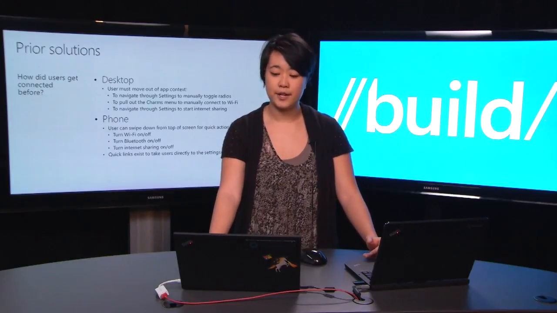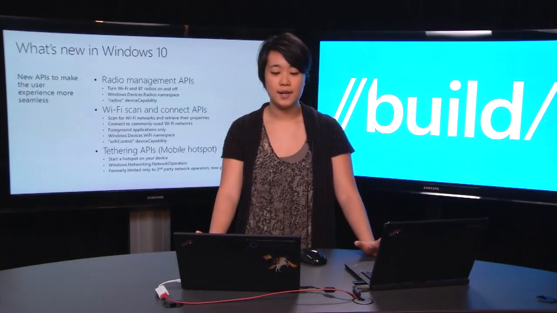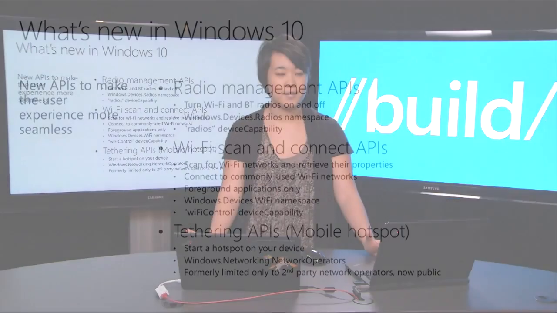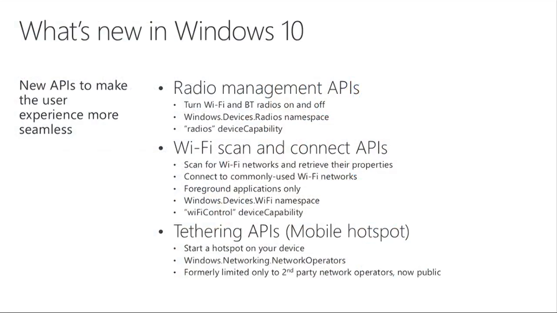So in Windows 10, we wanted to provide some new APIs that would make this user experience more seamless and give the developer a little more control over the user experience. So here we have three sets of APIs that we are adding to Windows 10. The first of these is the radio management APIs, which allow developers to toggle the Wi-Fi and Bluetooth radios on and off. These APIs are publicly available as long as the developers declare the radio's device capability. There's also a settings page available for letting users manage this capability, which I will show later on.